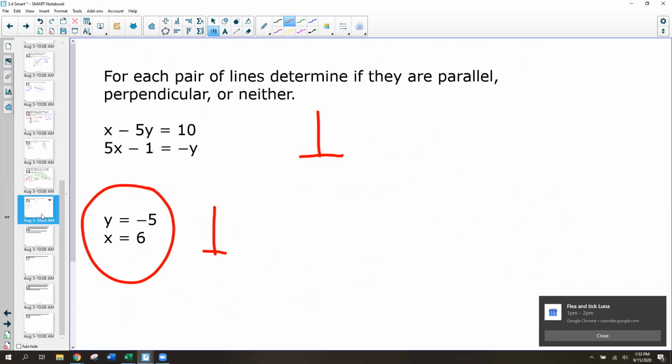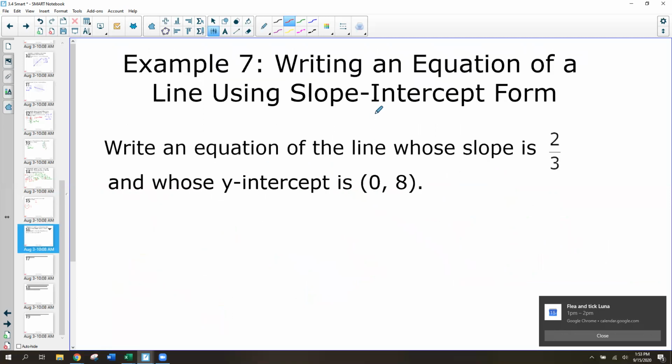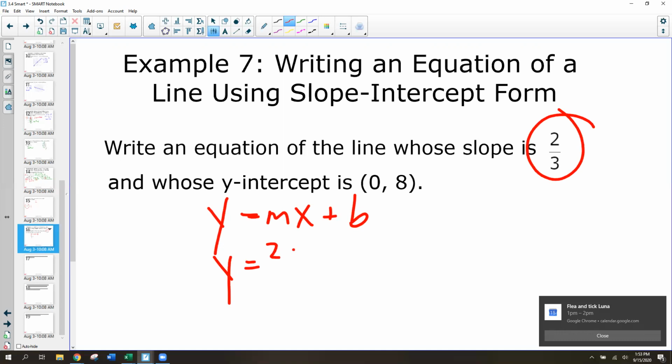That's why we're here. All right, sometimes what you get is the slope and the y-intercept, and you have to figure out what else to do. So if the slope is 2/3 and the y-intercept is (0, 8), we need to write that into equation form. So all I'm going to do is think about my y equals mx plus b. I know I'm going to keep y. I know m is 2/3. X stays and b is 8. That's it.